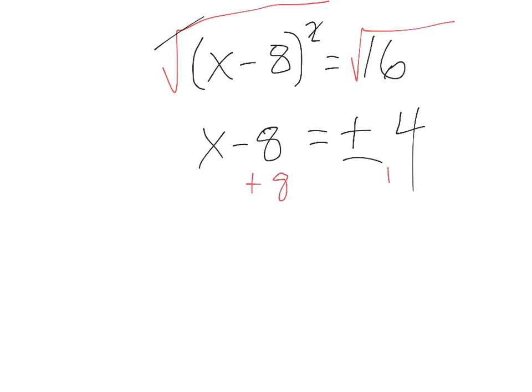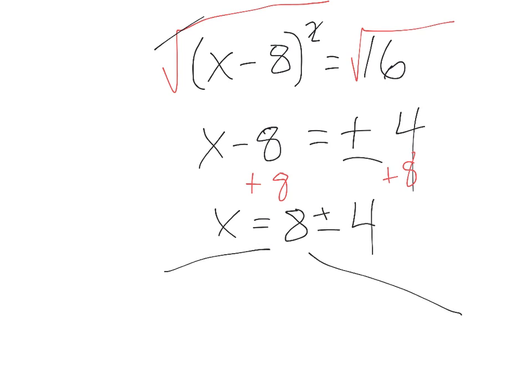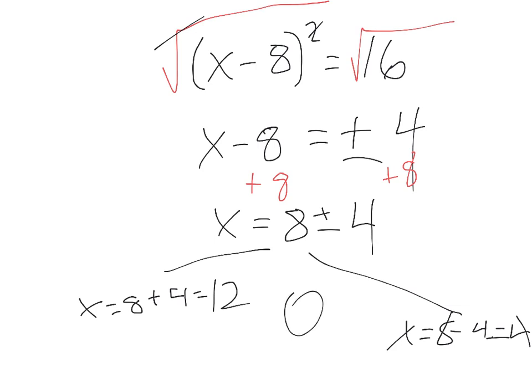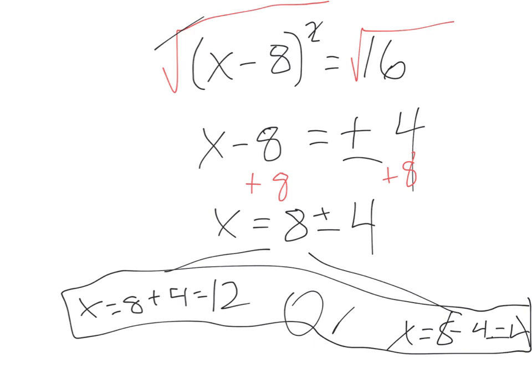Now, I want to add 8 to both sides. And so now I get x equals 8 plus or minus 4. Now I want to split this into 2. I want to split this into x equals 8 plus 4, which is 12. And then x equals 8 minus 4, which is 4. Boom. Okay, and my answer is really both of them.